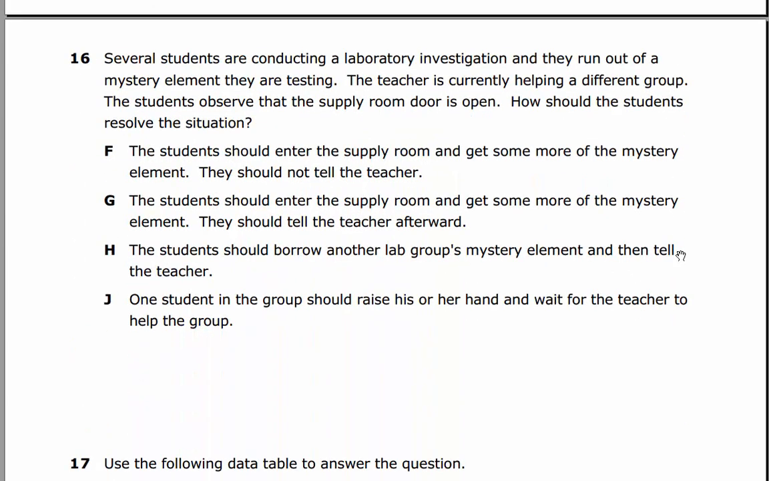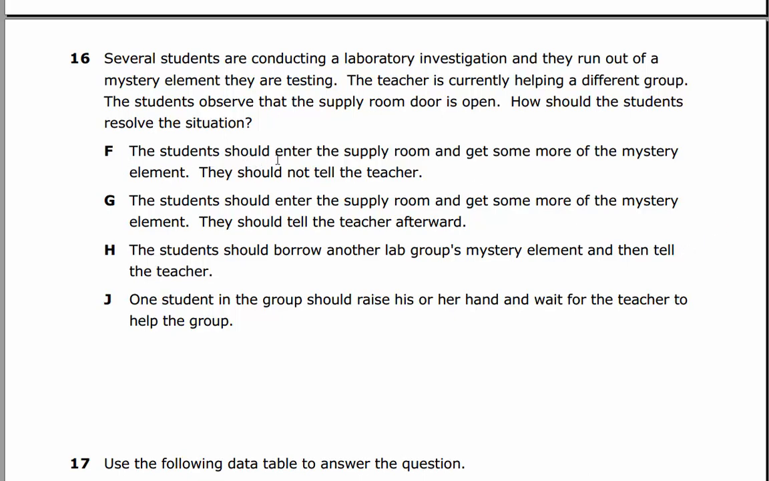Number 16. Several students are conducting a laboratory investigation and run out of a mystery element they are testing. The teacher is currently helping a different group. The students observe that the supply room door is open. How should the students resolve the situation?